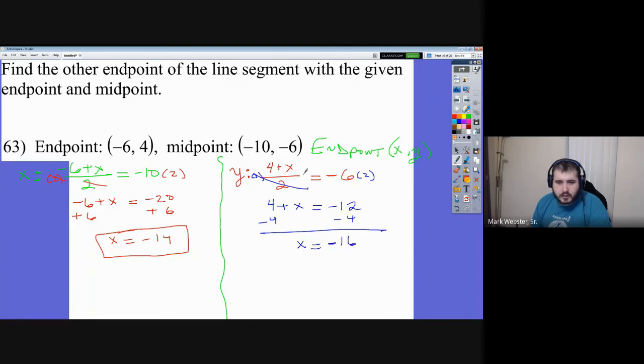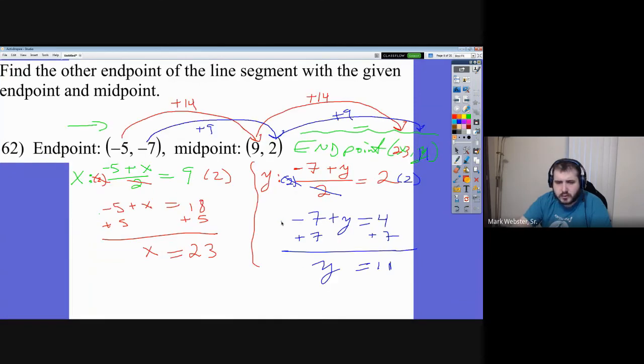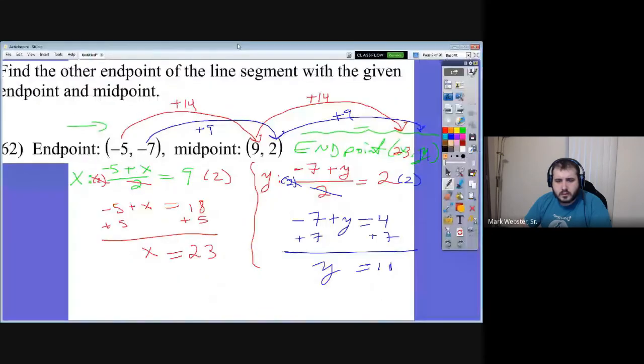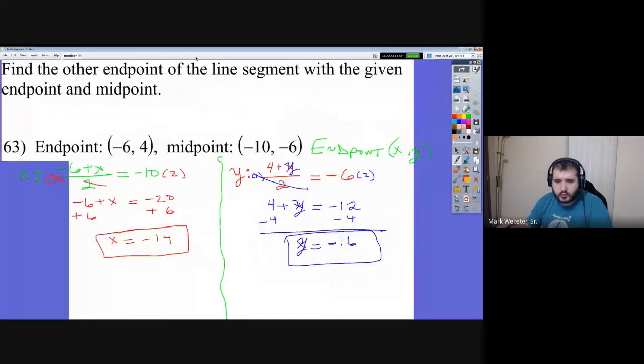Oops, I keep using x, but it should be y, shouldn't it? Just want to keep our variables clear when you're doing this. That's okay. But the whole point is, here's my other endpoint. So there's our x value, there's our y value.